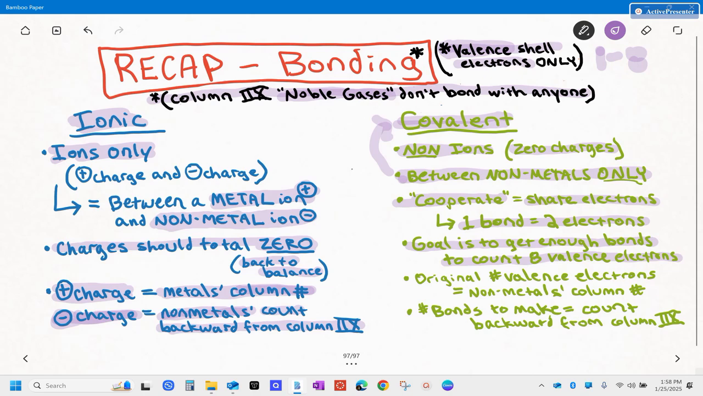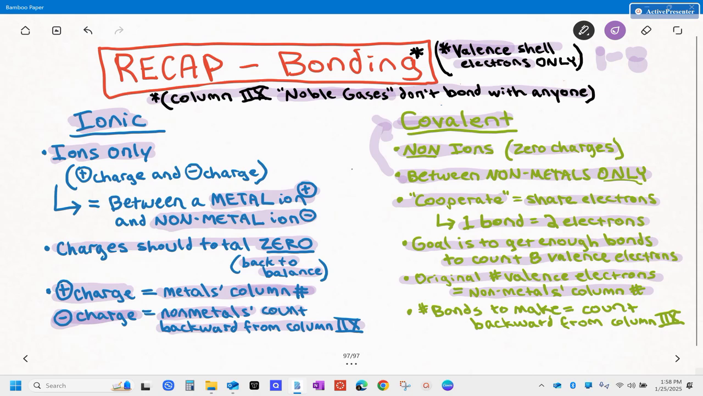Now, the goal is to get 8 valence electrons in your valence shell, but your original number of valence electrons before you bond to stuff to get 8, the original number that you start out with, is the exact same number as the column number that nonmetal element is in. So you just have to look up on the periodic table where that nonmetal element is, see what number column it's in, and that number is how many valence electrons that nonmetal element has.